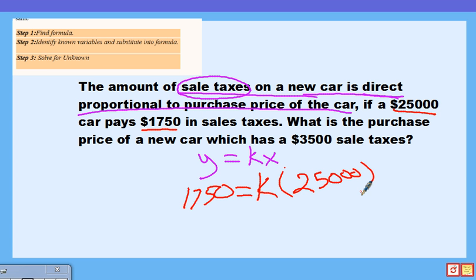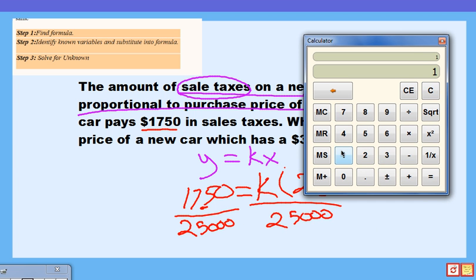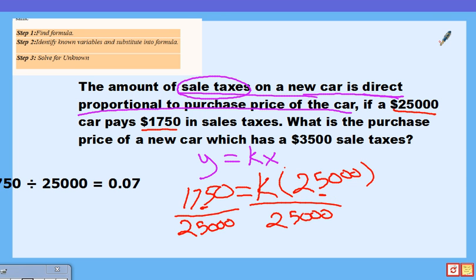This is the only correct setup. The other setup, if you put this where 25,000 is, you'll get a different relationship. So now I divide both sides by 25,000, and I'm going to get 1750 divided by 25, and I get this percent. Why do I need to know this percent? Because that's my new constant.